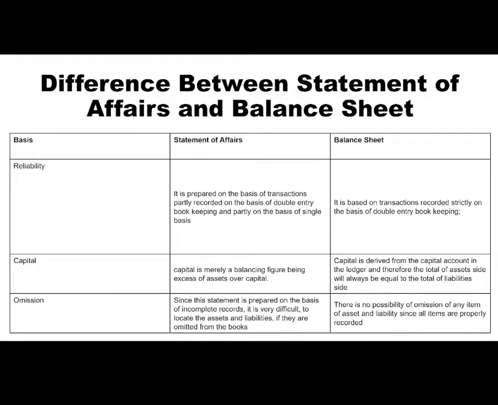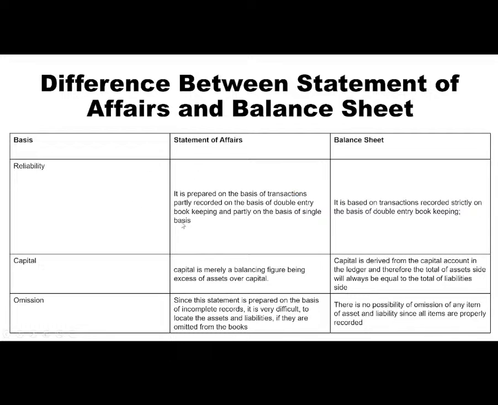So let's continue and look at the differences between the statement of affairs and the balance sheet. On the basis of reliability, the statement of affairs is prepared on the basis of transactions partly recorded on the basis of double entry bookkeeping and partly on the basis of single entry. The balance sheet is based on transactions recorded strictly on the basis of double entry bookkeeping. So those are the differences on reliability.